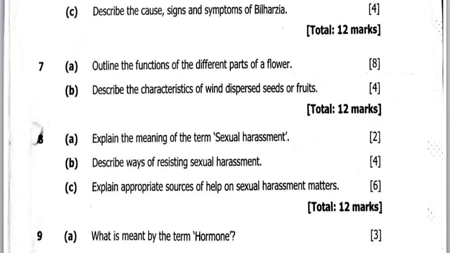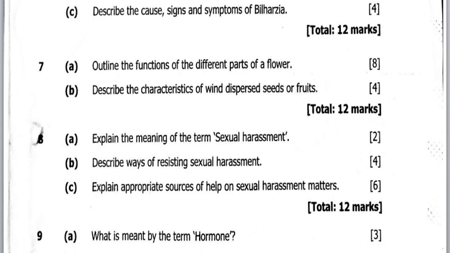Part B, describe ways of resisting sexual harassment. Here we can say sexual harassment can be resisted by being firm, being consistent in verbal and non-verbal resistance. It can also be resisted by avoiding explicit dressing.